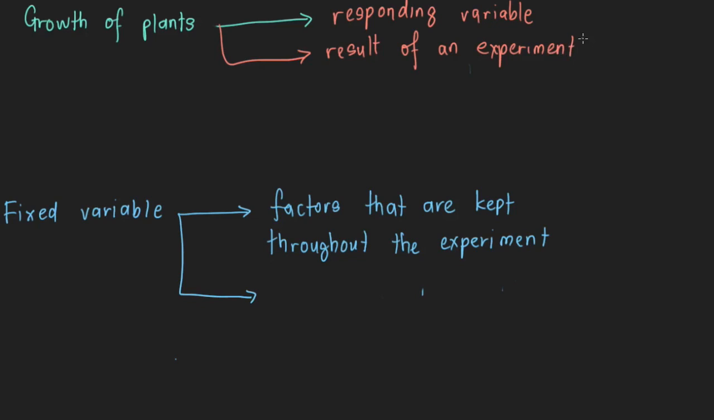Now, moving along, we look at the third type of variable, which is the fixed variable. Now, fixed variables, as the name suggests, are factors that are kept constant throughout an experiment. So in the case of the effect of water on the growth of plants, what are the variables that you can keep or you must keep constant throughout an experiment? So these include sunlight and the size of the plant.